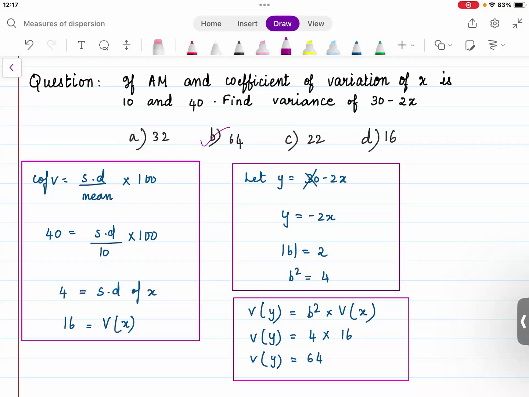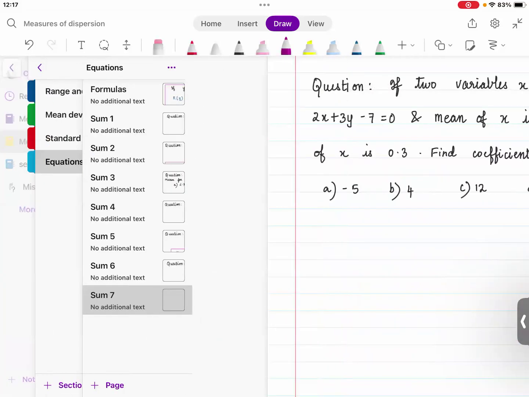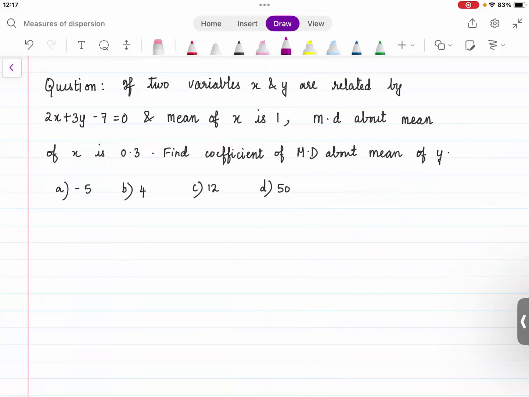Let us go to the last question. If two variables x and y are related by the equation 2x plus 3y minus 7 is equal to 0, mean of x is 1 and mean deviation about mean of x is 0.3, find the coefficient of mean deviation about mean of y. So they've given an equation, they've given mean of x and they've given mean deviation of x. But they're asking us to find the coefficient of mean deviation about y.